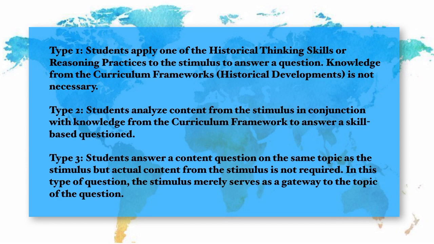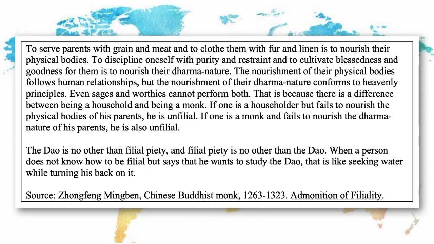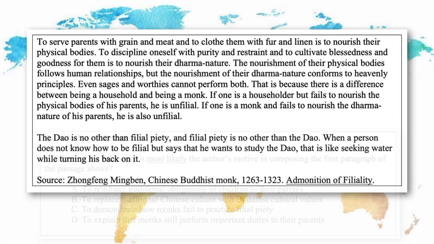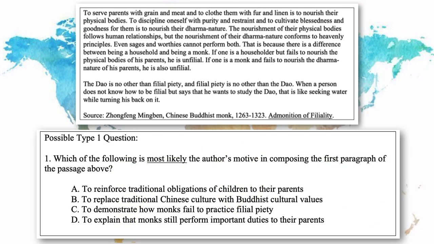So here is a stimulus. I'm a Buddhist monk, the admonition of filiality, and if you want to pause and read the quote, that's fine. Let's look at what a possible type 1 question would look like. This is one that simply assesses students' skill. So here the question is, which of the following is most likely the author's motive in composing the first paragraph of the passage above? Remember, a student should be able to answer this by virtue of the stimulus alone.